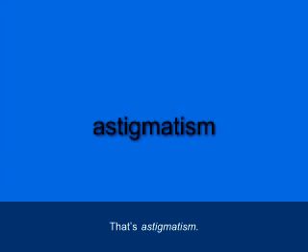And what is the term for the condition of both near and farsightedness that is caused by an irregular curvature of the cornea? That's astigmatism.